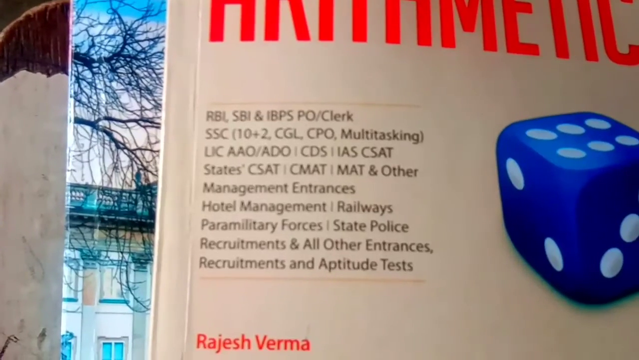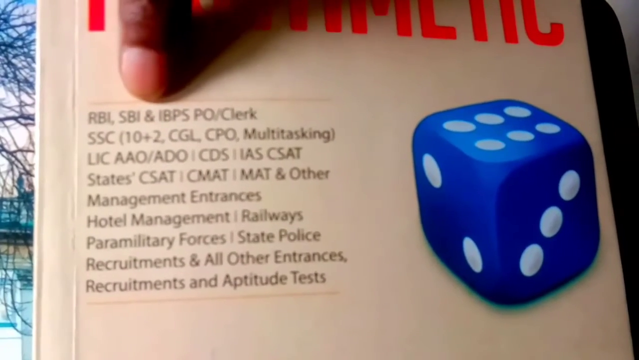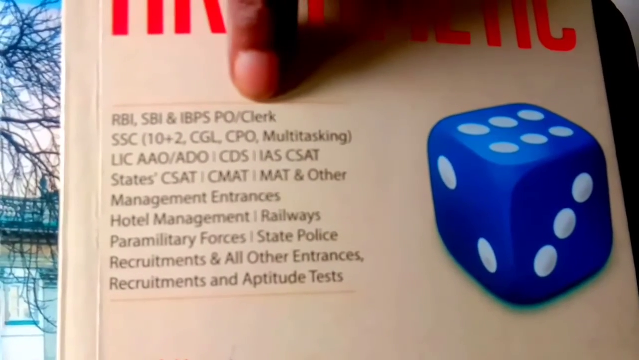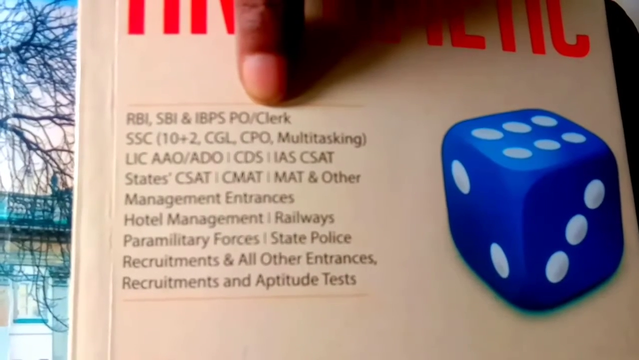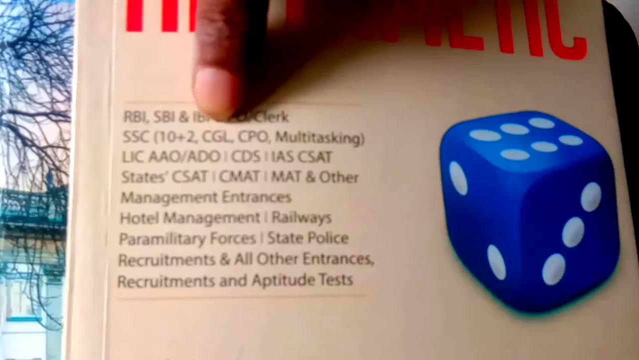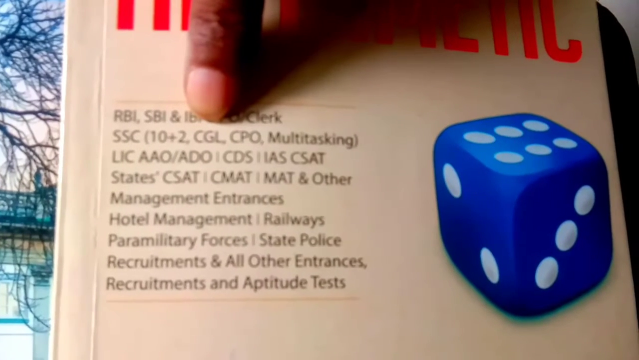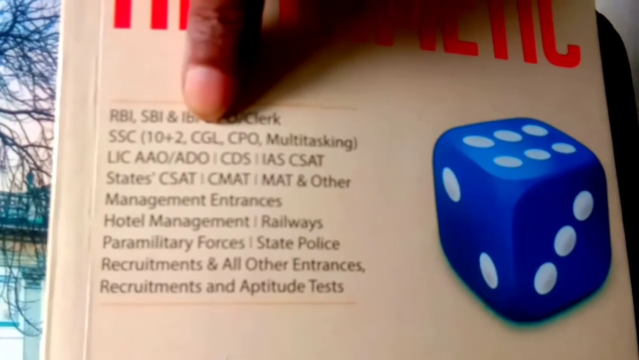You have to see the techniques applied, how to solve profit, loss and discount sums. Which exams are these for? RBI, SBI, IBPS, PO, clerical exams, railway recruitment exam, hotel management exam, any state exam, railway recruitment aptitude test, any competitive exam. This chapter is very vital, and its name is profit, loss and discount.